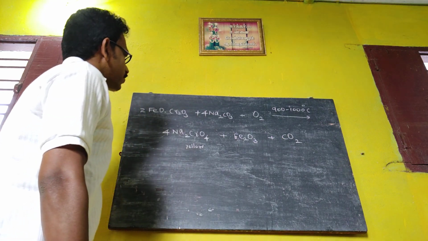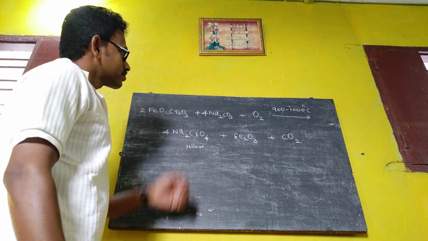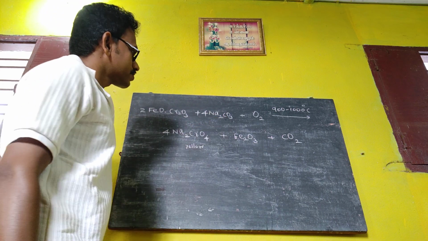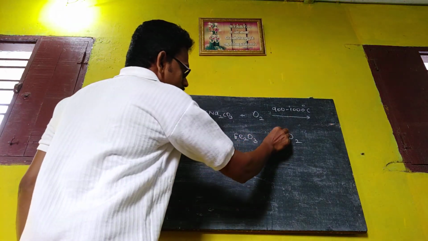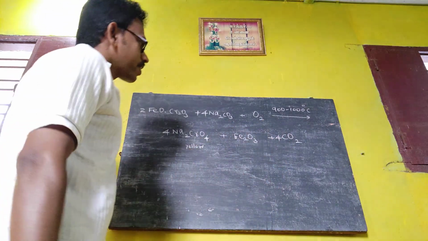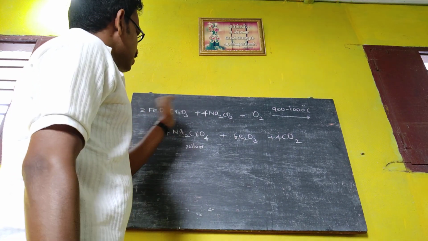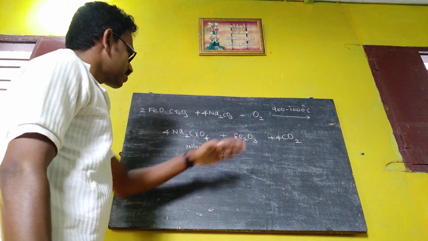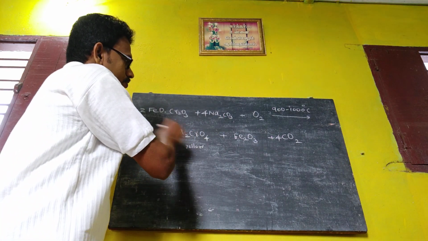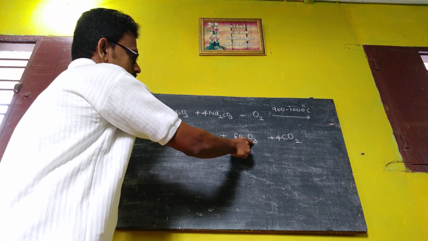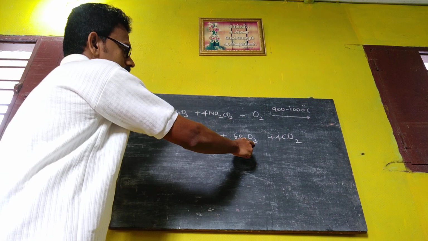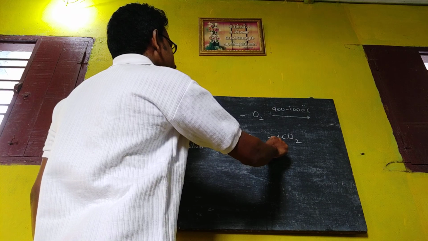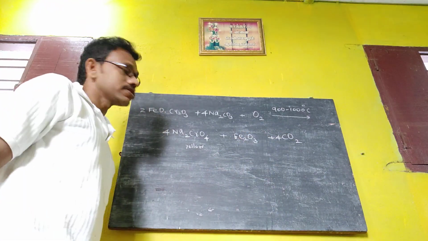Okay, then finally you see the carbon. Okay, carbon, how much? Here 4 carbon. So here carbon only 1, so I put 4. Okay, the last element is the oxygen. Oxygen. So right side we see the oxygen. 4 into 4, 16. 16 plus 3, 19. 19, so 4 into 2, 8. 19 plus 8, 27.